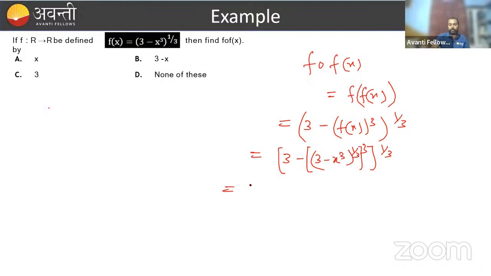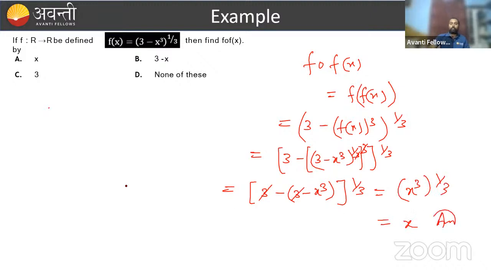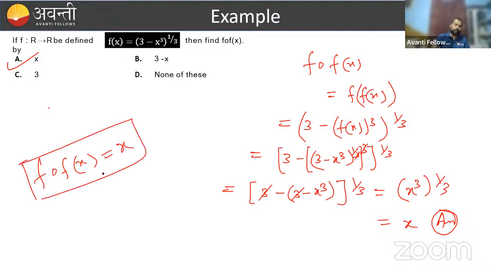Now simplify it. You will get 3 minus this 3, this cube will cancel out each other. 1/3 into 3 is 1. So 3 minus x cube, you are having this whole to the power 1/3. And what you are having? 3 will cancel out, and you are getting x cube to the power 1/3. So simply x you are getting. The correct answer is A, and f of x becomes x. Clear everyone? Identity function you are getting. Clear? Simple है ना? है कि नहीं?